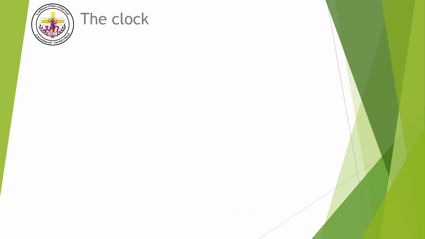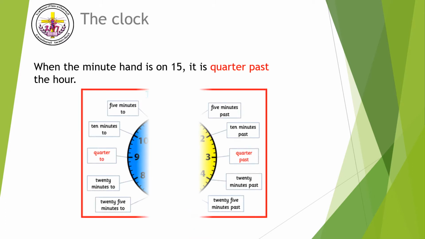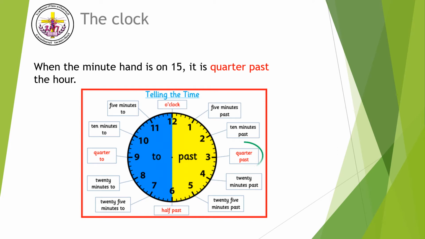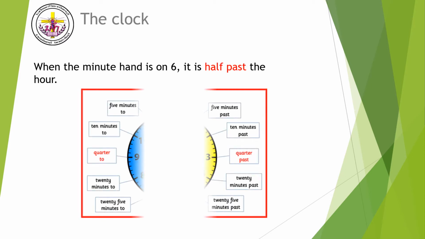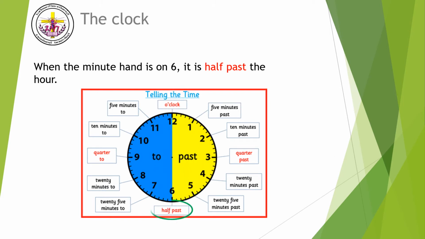When the minute hand is on 3, it is quarter past the hour. For example, it's quarter past 6. When the minute hand is on 6, it is half past the hour. For example, it's half past 11.